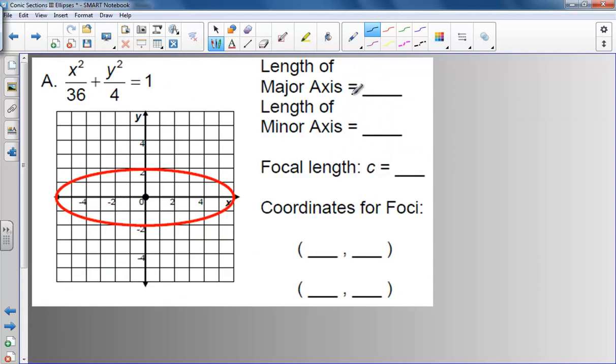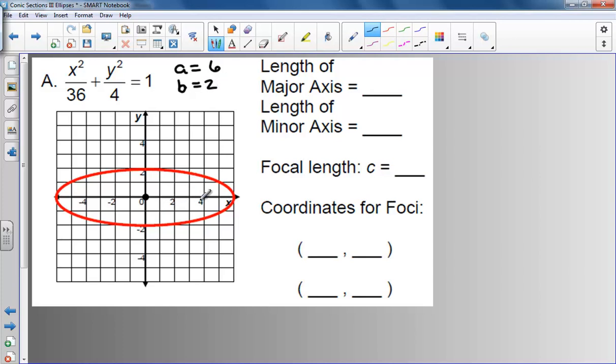Yeah. We'll go through these algebraically, but then I'm also going to show you how to analyze and find those points. So, things I need to know to find the major and the minor axis. I need to know what A and B are. So A is the square root of 36, which is 6. And B is the square root of 4, which is 2.